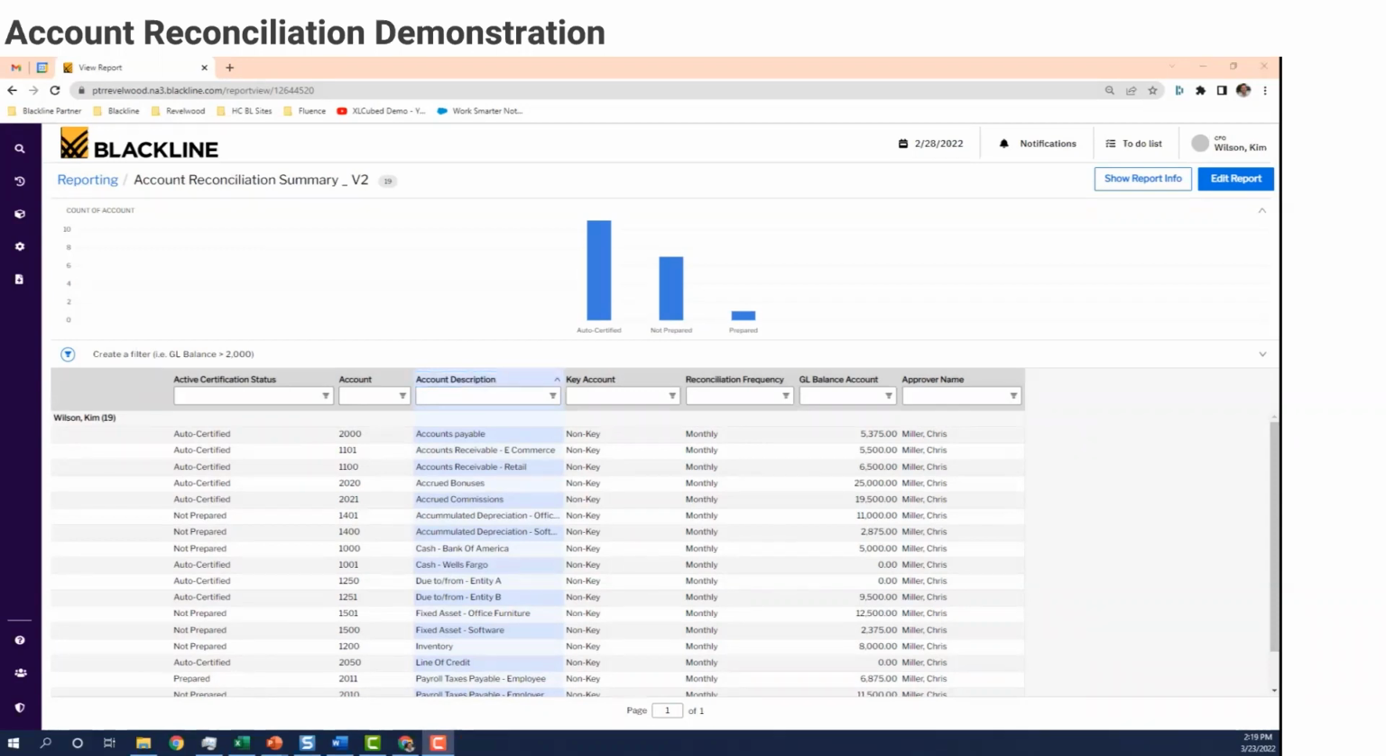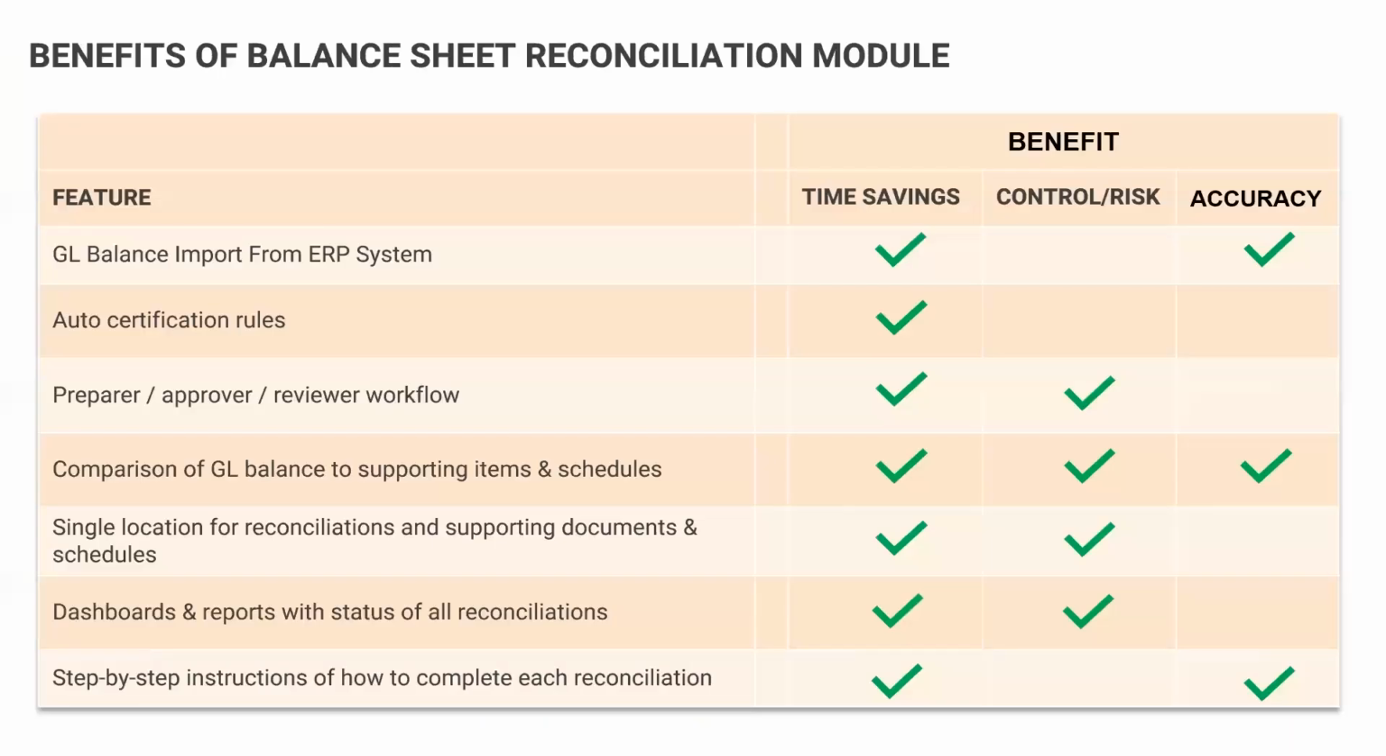Okay, so that completes the account reconciliation overview. I'll jump back to the slide deck now. So let's finish up the account reconciliation module with just reviewing its key benefits. The first is that GL balances are imported directly from your ERP system. So BlackLine does all that work for you, and your GL balances are always accurate.